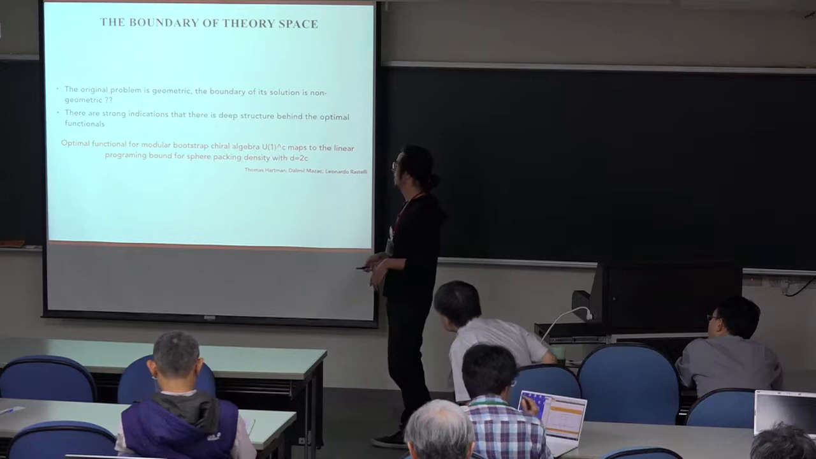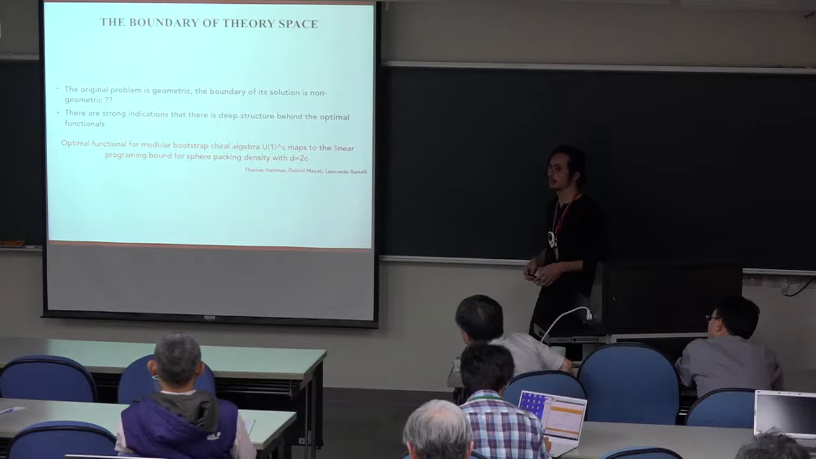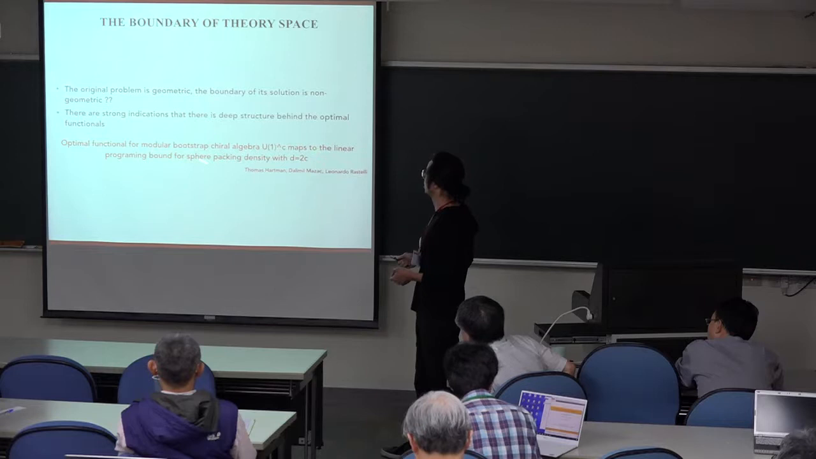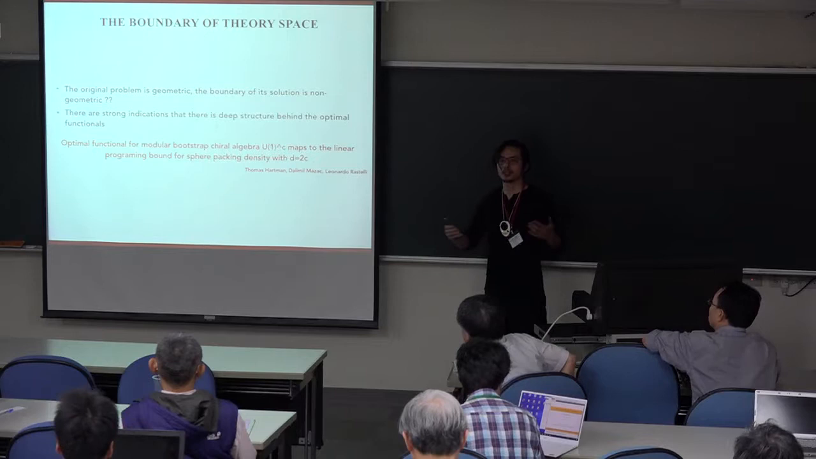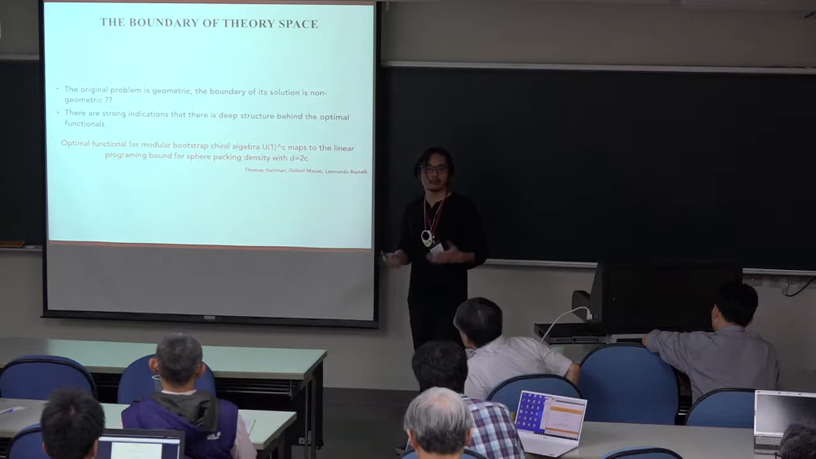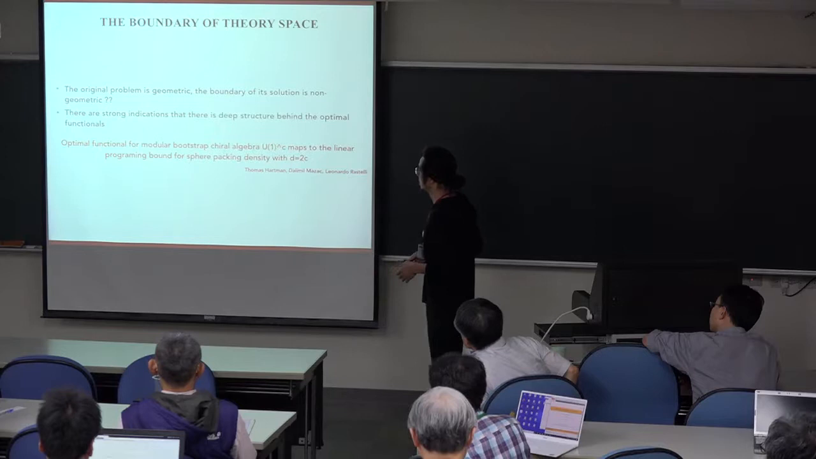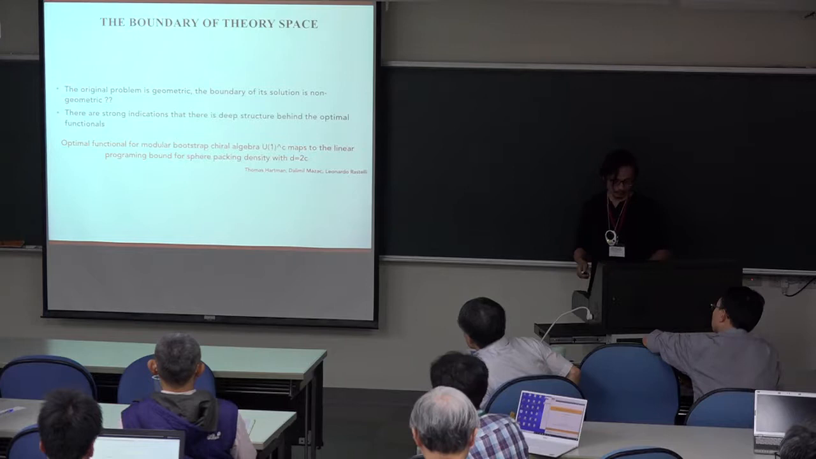And indeed, there's strong indication that there's deep structure behind this optimal functional. As many of you have heard, the optimal functional for a slightly related problem, which I'll discuss later on, the modular bootstrap, actually matches the linear programming bound for the sphere packing density. So these are two different problems. One is modular invariance, where you're talking about the spectrum. The other is about lattices and densest packing. And somehow for these two completely different physical problems, when you run through the numerical bootstrap, the optimal functional that you get is the same. So this tells you that this optimal functional is a very interesting object to think about. And so we're going to think a little bit about this.